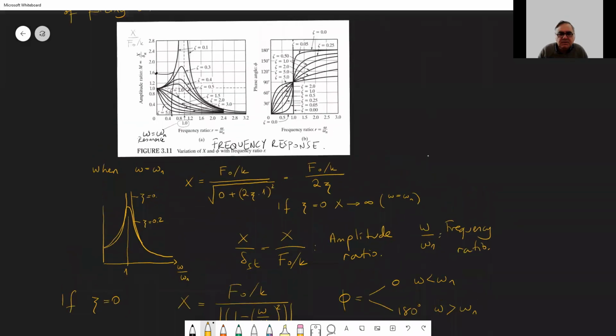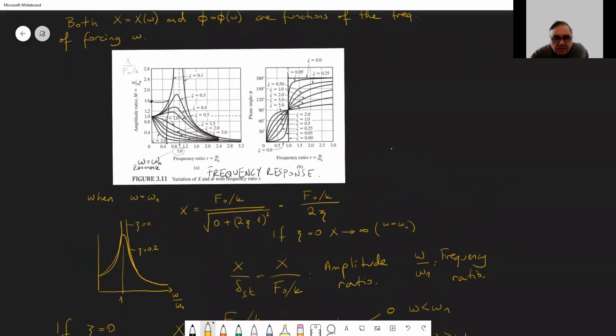And we see it in this picture as well. The phase angle, as you see over here, is 0 here, and it jumps to 180 degrees when zeta is 0. For other zeta values, the transition is more smooth, like this. But for 0 damping, it is either 0 or 180 degrees.